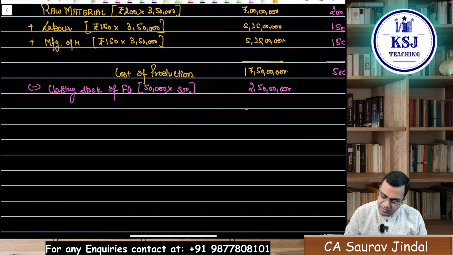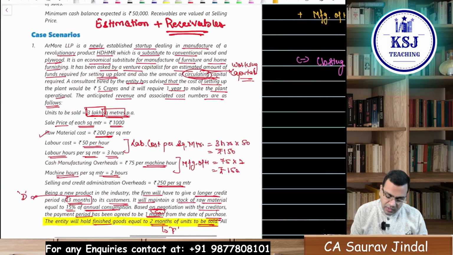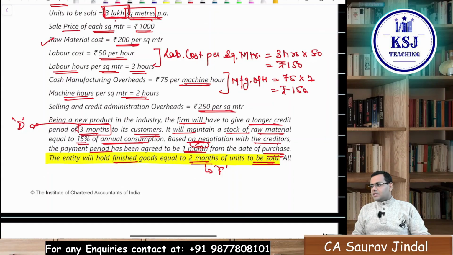From here, what will you get? From here, we will get our cost of goods sold. Just remember the cost sheet, sir. Cost of goods sold, that comes to 15 crores now. Now to this cost of goods sold, what will you add? You will add your selling and administration overheads, that is given as 250 per square meter. Now this 250 will be multiplied by what? 3 lakh units or 3 lakh 50,000 units?